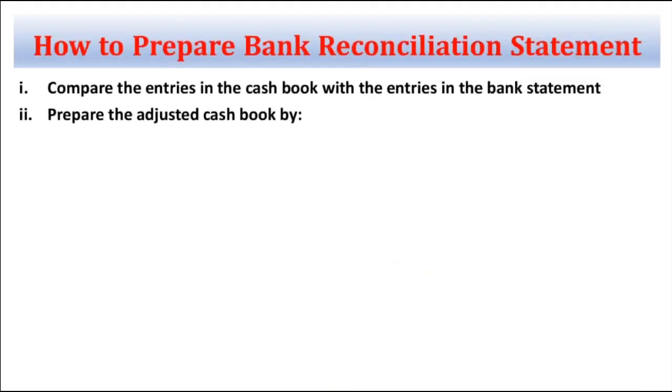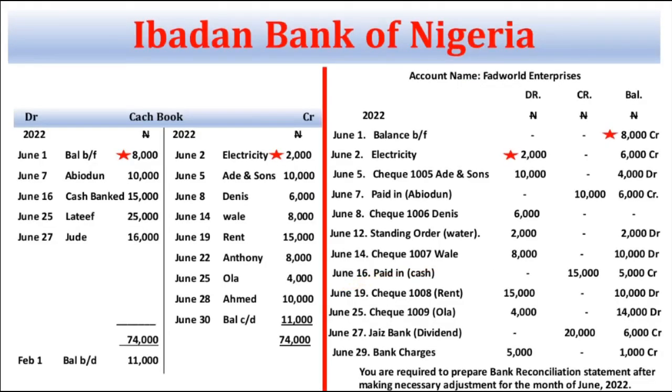After doing that, the next step is to prepare the adjusted cash book. How are we going to prepare the adjusted cash book? It is by taking the balance in the cash book. If we look at the cash book, we have balance brought down, which is 11,000 naira. We will take that balance as the balance brought forward under the adjusted cash book. So we have 11,000 naira. We take that 11,000 naira.